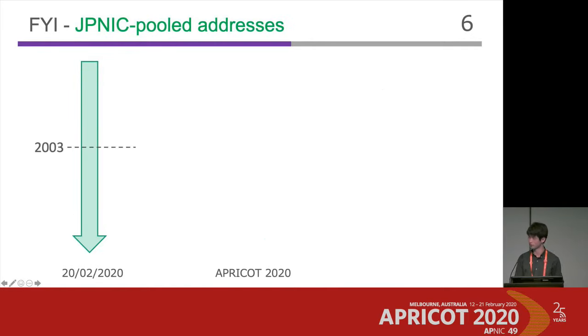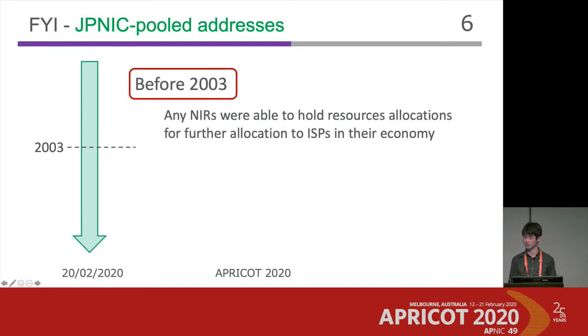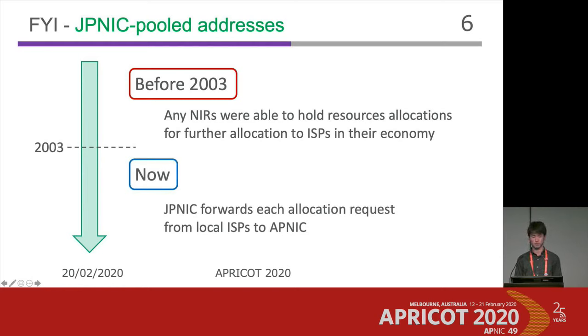Just before moving on to the details of my research, I'd like to mention one thing about the JPNIC pooled addresses. Before 2003, NIRs were allowed to hold resource allocations for further allocations to ISPs in the economy. So just because we have a pool of unused addresses, it does not necessarily mean we're stocking the prefixes for no reason. Now JPNIC forwards each allocation request from the local ISPs to APNIC each single time. So I believe that, with only a few exceptions, there basically is no chance of new addresses being added to these unused addresses anymore.